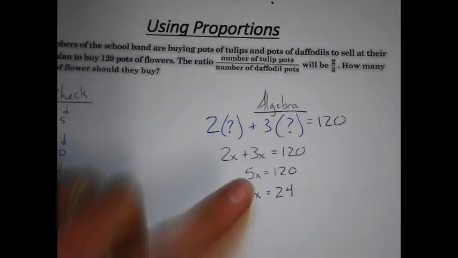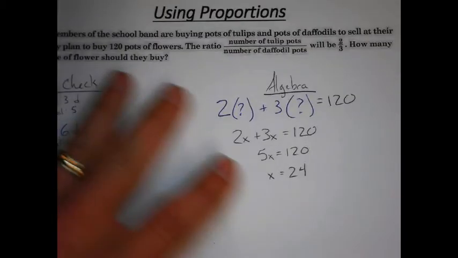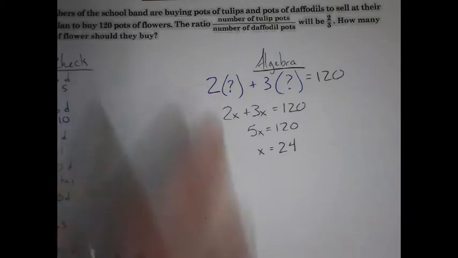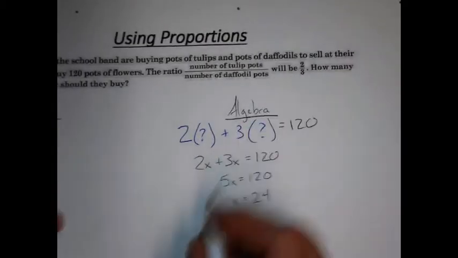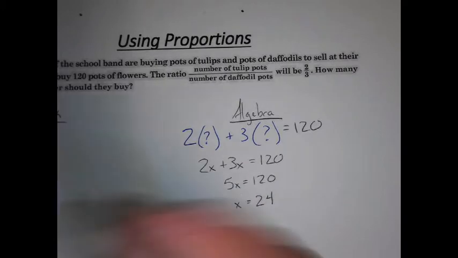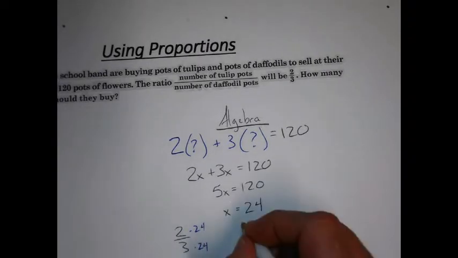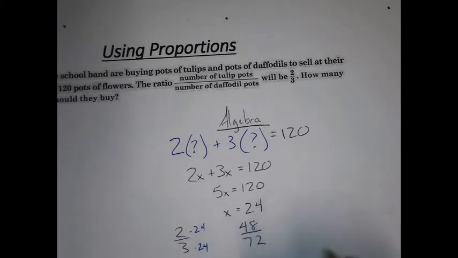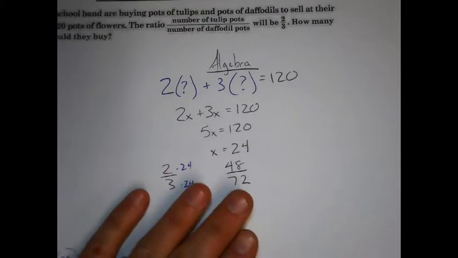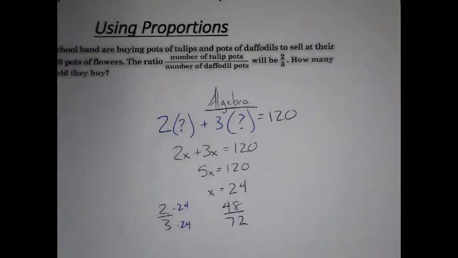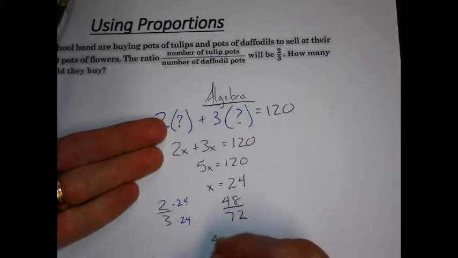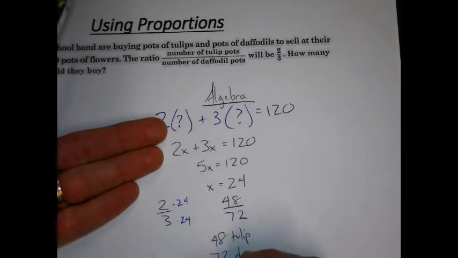The scale factor is 24, but that doesn't answer the question. The question is, how many pots of each type of flower should we buy? So if the scale factor is 24, that means we're going to multiply the number of tulips and the number of daffodils by 24. The ratio would still be 2 to 3, but it would now be 48 to 72, which is the same ratio as 2 to 3. So we've changed nothing. All we've done is used algebra. So what does this mean? We now know we would have 48 tulip pots and 72 daffodil pots.